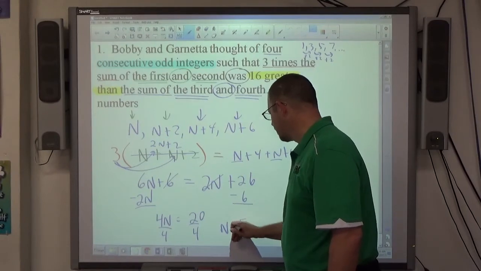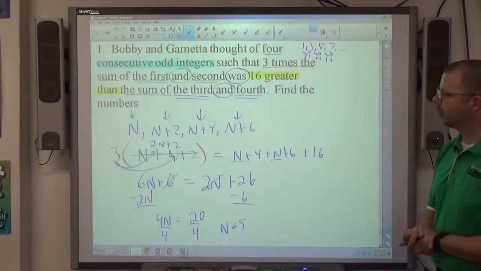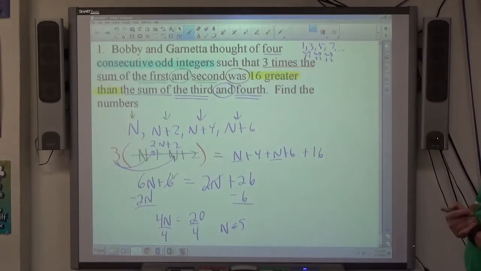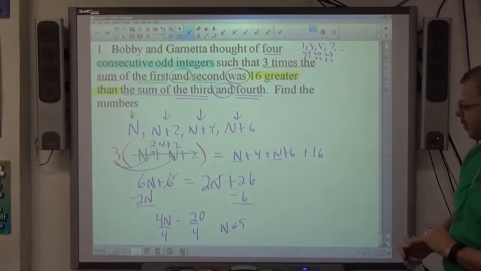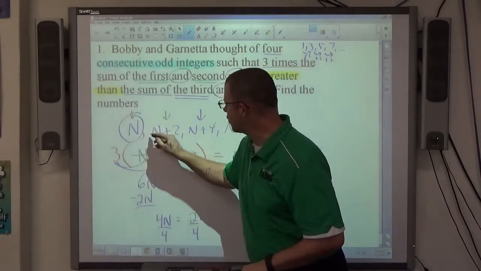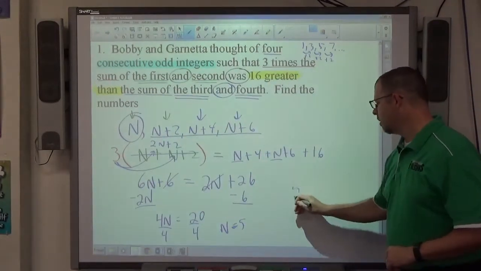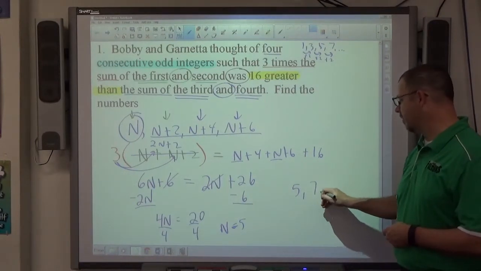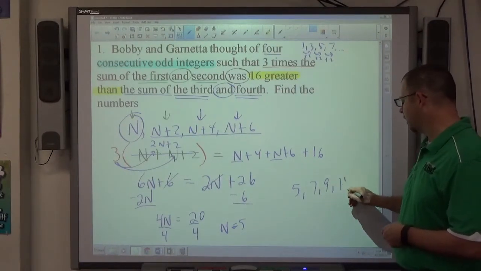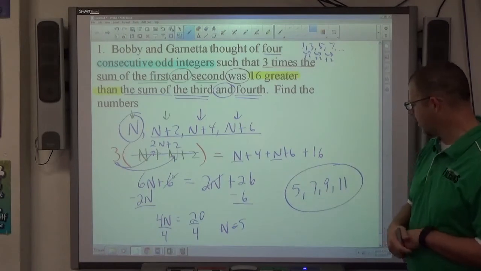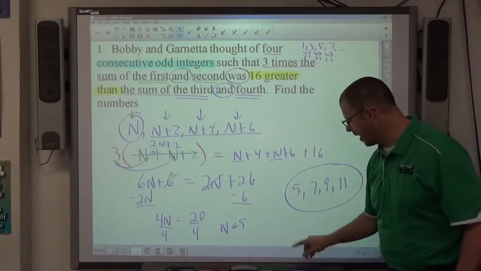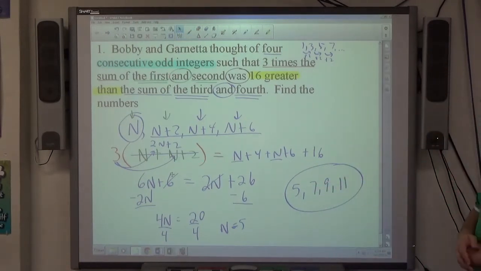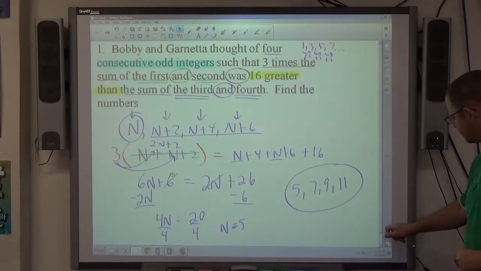The fact that 5 is an odd integer gives me hope that everything I did was correct. At this point, that is only the first integer, so this is 5. We're supposed to list all 4 of them. So if we add 2, we get 7, add 2 again, we get 9, add 2 again, we get 11, to get our final answer of 5, 7, 9, 11. And I do expect all 4 numbers to be getting full credit on that.